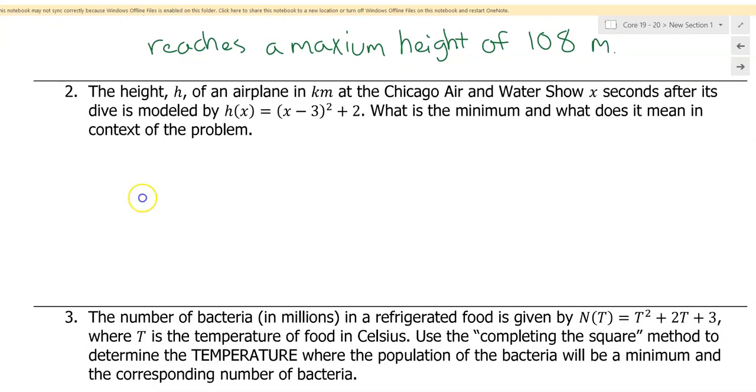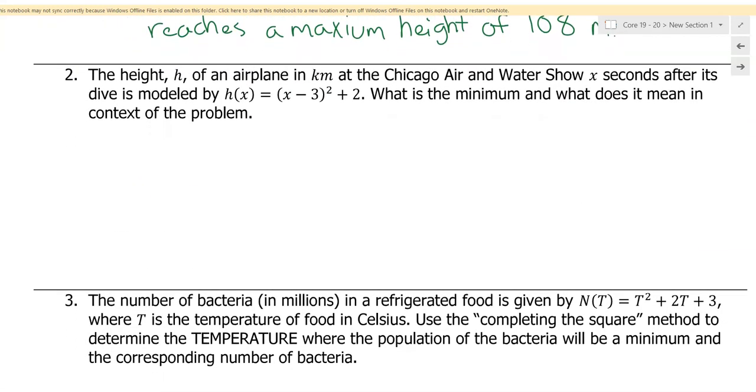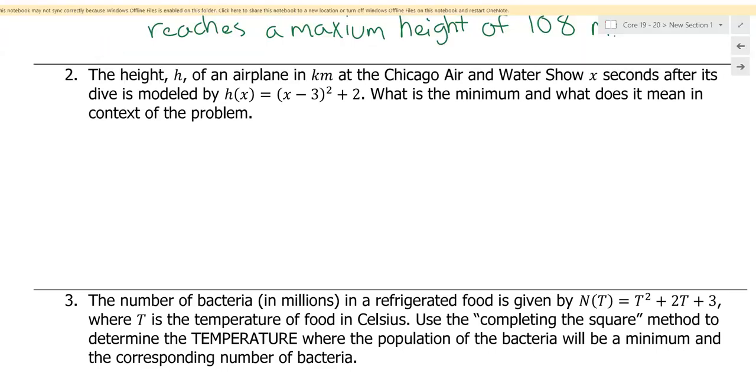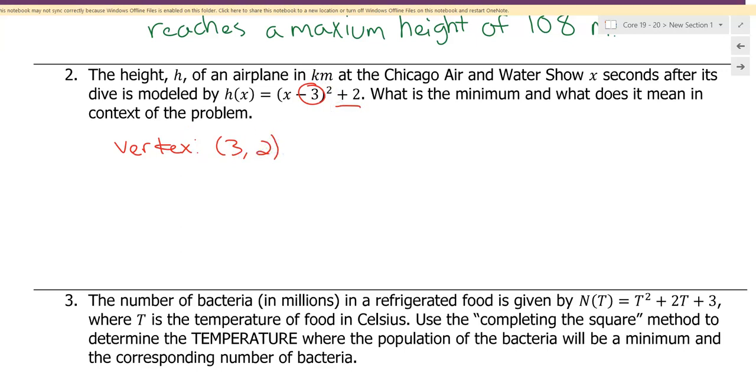All right, let's look at number 2. The height of an airplane at the Chicago Air and Water Show x seconds after its dive is modeled by h of x equals (x minus 3) squared plus 2. What is the minimum and what does it mean? So again, our vertex can be a minimum or maximum. So again, we're looking for our vertex. We'll change the sign, so that's 3, 2. So again, this is our x.